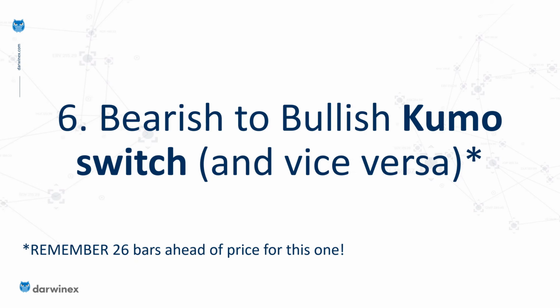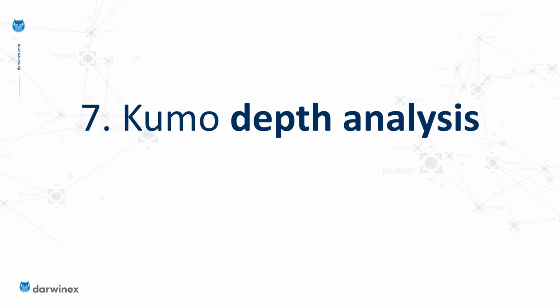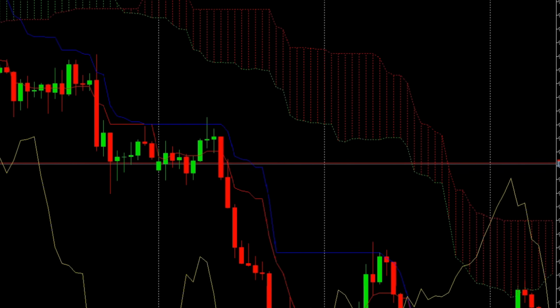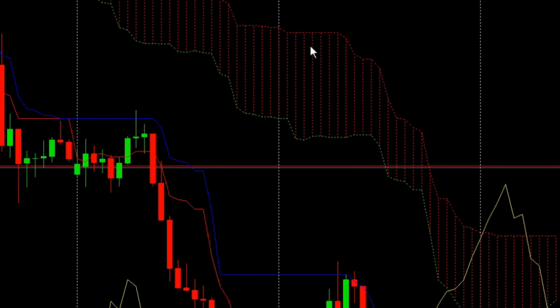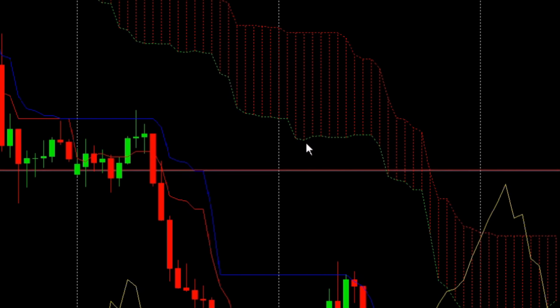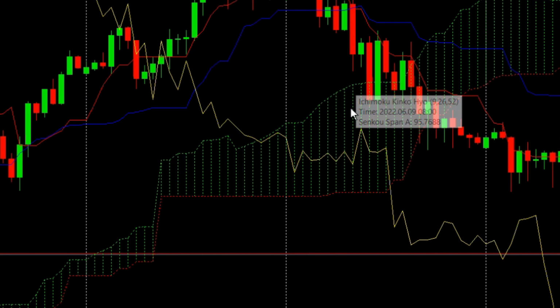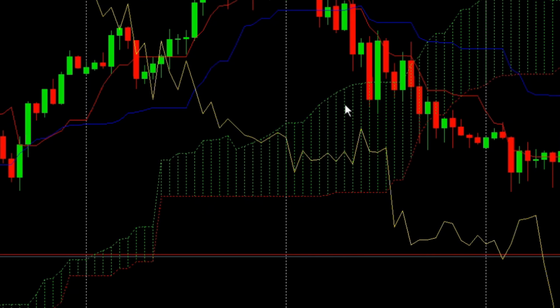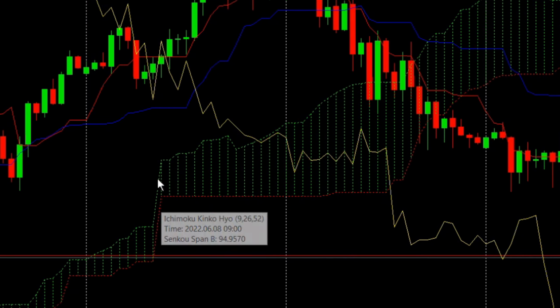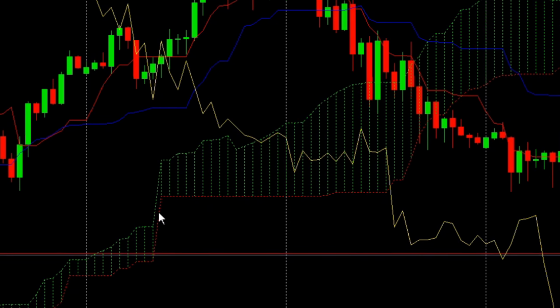Now, the final characteristic that I want to look at is what I'm calling the Kumo depth. And this can give us valuable information about the strength of a trend, or the volatility within that trend, if you like. But what do I mean by depth? Well, we can see at this point here, the cloud is really quite wide, whereas at this point here, it narrows off significantly. We have similar over here in the bullish Kumo. So we have a very wide depth to the cloud here, whereas it becomes extremely narrow at this point here. So what does this tell us?